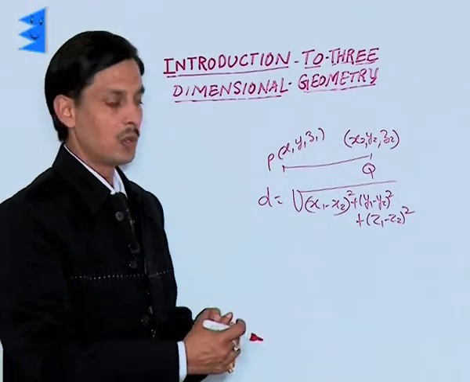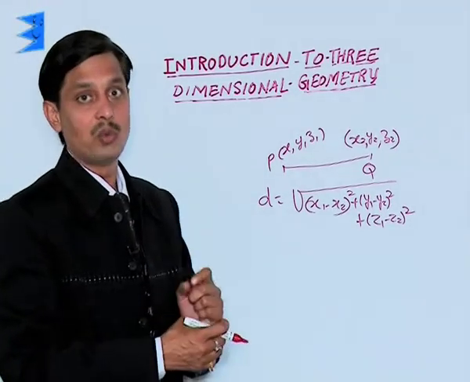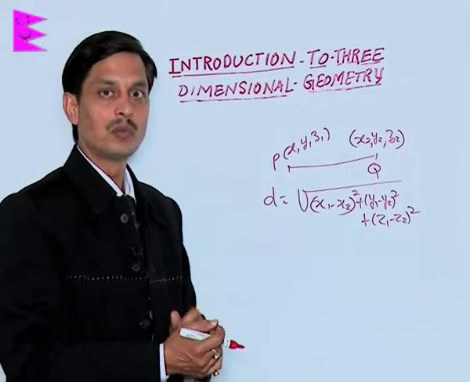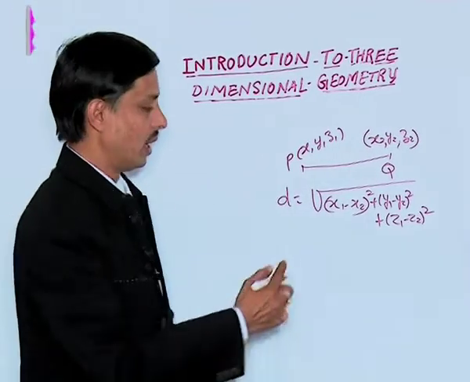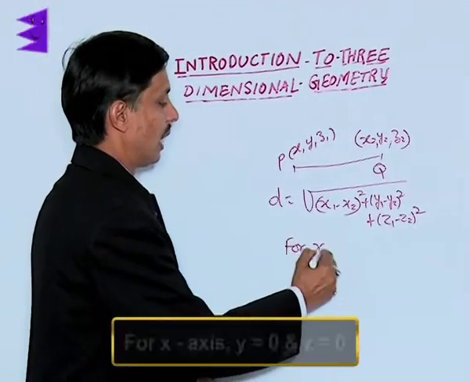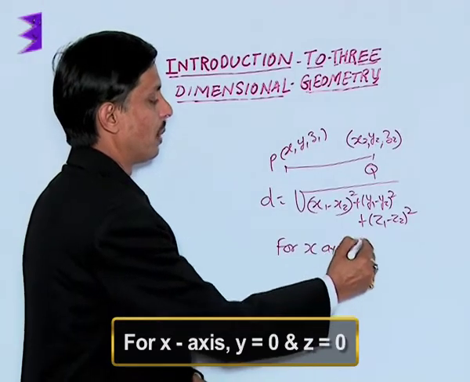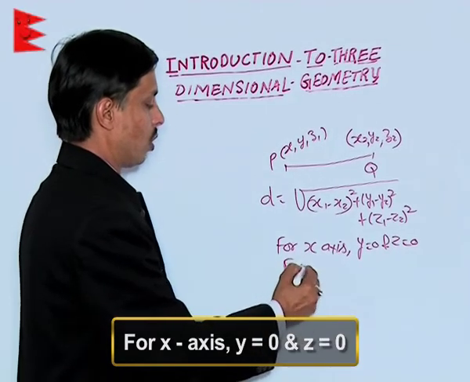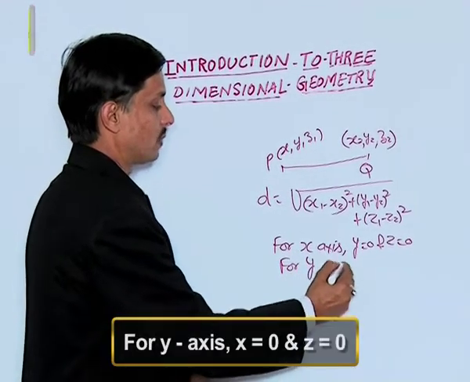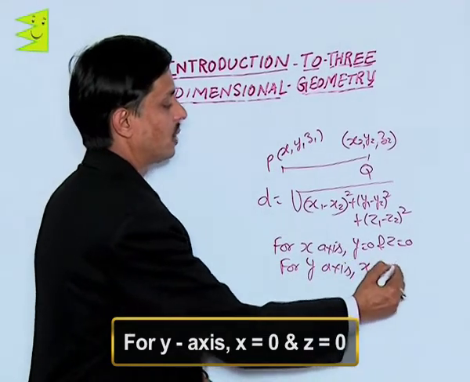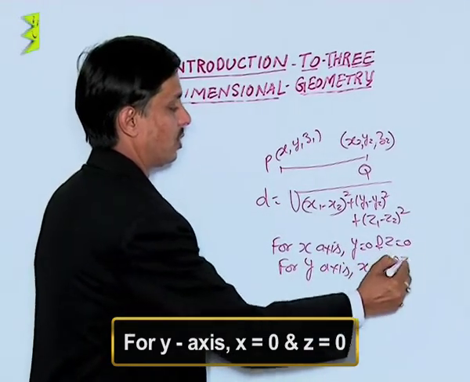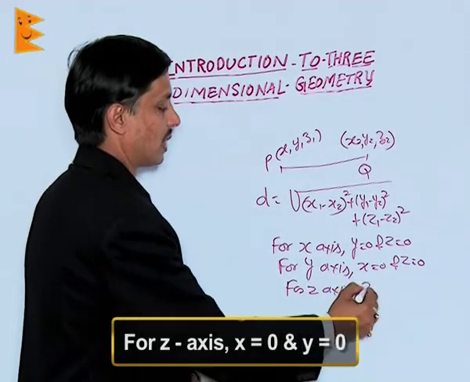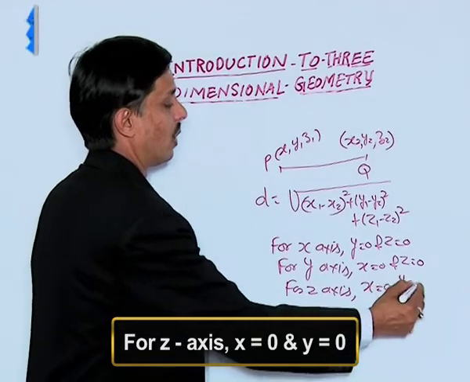Now, as in 2-dimensional geometry we know that for the x-axis y is 0, similarly here in 3D, what do we need to remember? For the x-axis we should remember that y should be 0 and z should be 0. For the y-axis we must have x 0 and z 0, and for the z-axis we must have x 0 and y 0.